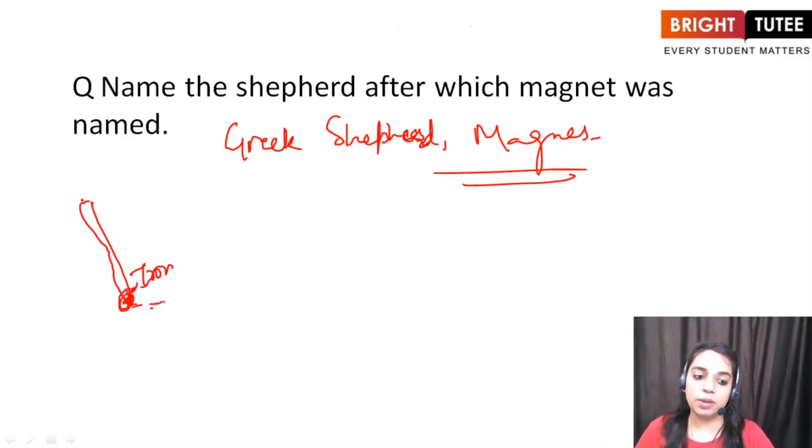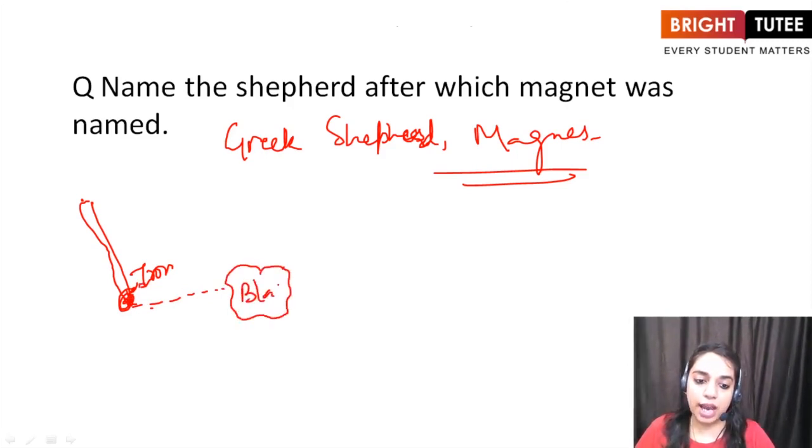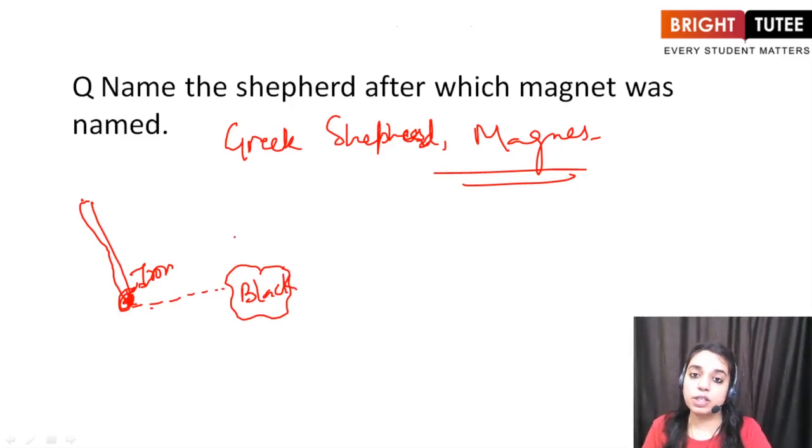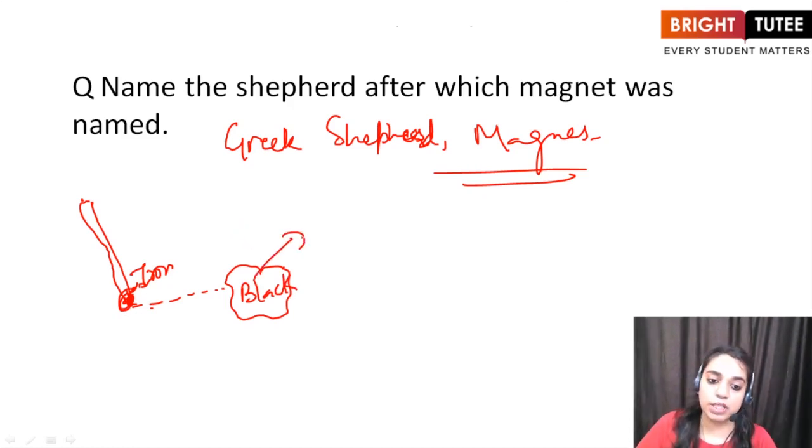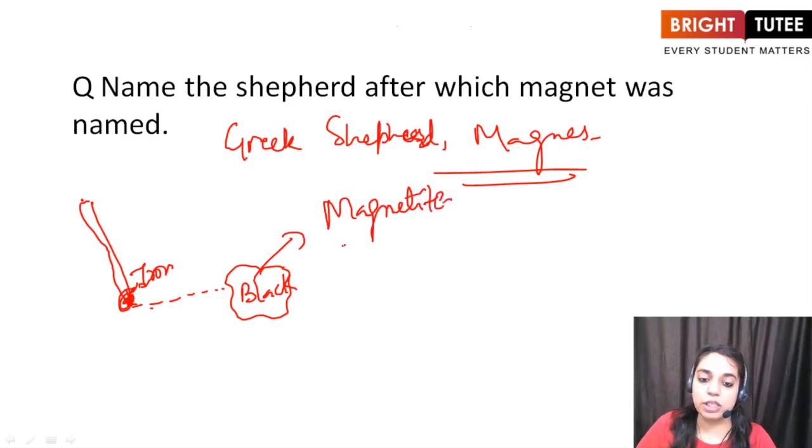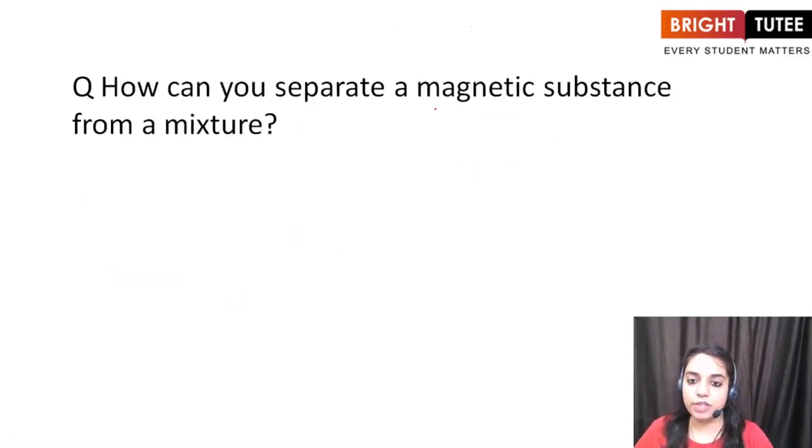So when he was walking on his route, this got attracted to a piece of black stone, and he observed a certain force with which the stick was attracted towards this black stone. And children, this was later identified as magnetite, which is a naturally occurring magnet, and this is how the magnet was identified.